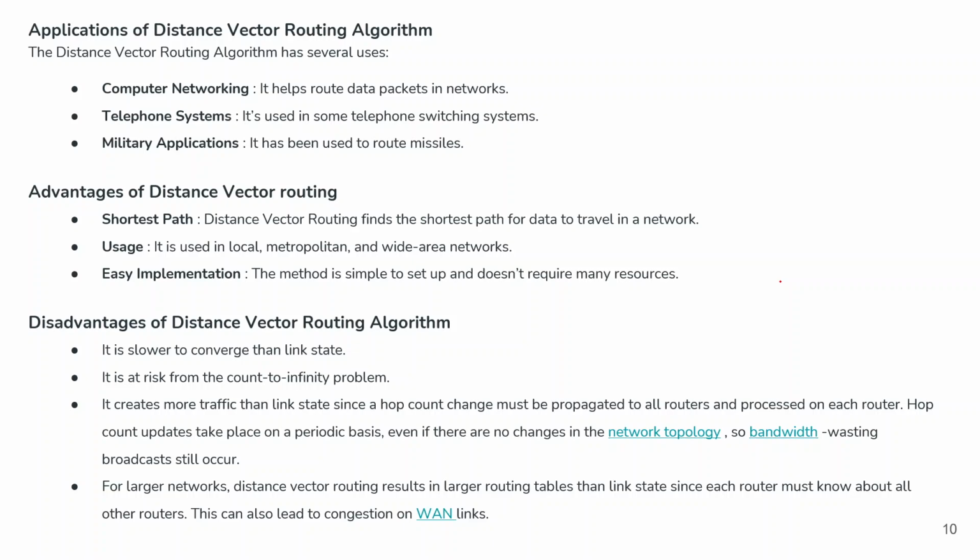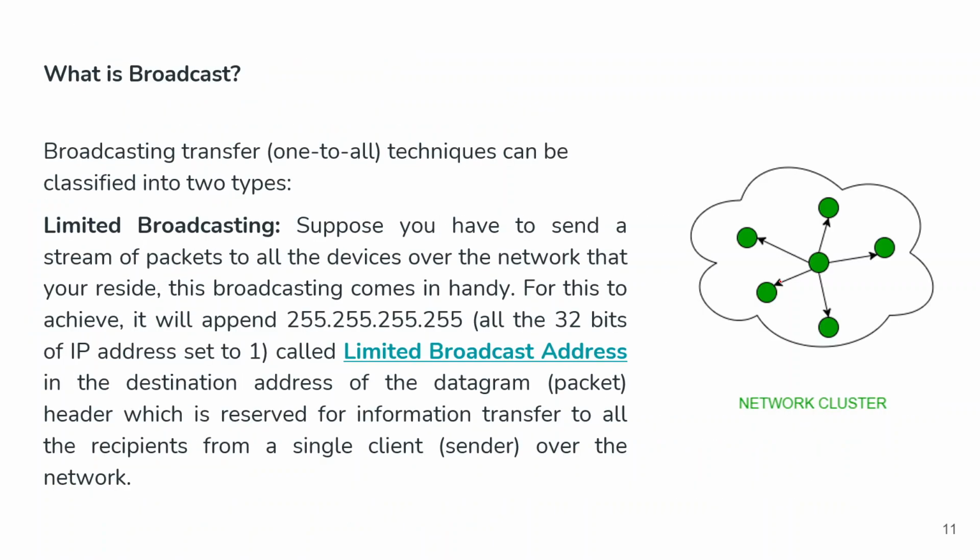Hop count updates take place on a periodic basis, and even if there is no change in the network topology, bandwidth-wasting broadcasts still occur. Means even if there are no changes in the routing table, the update is periodically run, which unnecessarily uses the bandwidth, making the process slow. For larger networks, distance vector routing results in larger routing tables than link state, since each router must know about all the routers. This can also lead to congestion on WAN links.